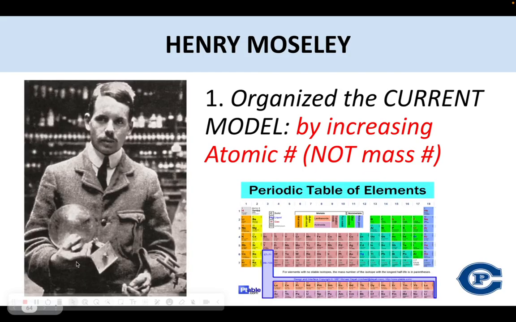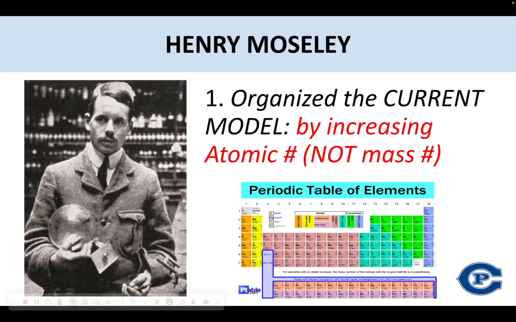Now, Henry Moseley was actually the one to organize our current model. And remember, our current model is organized by the increasing atomic number, or our blue number on the periodic table. So it is not with the mass number. So that's our current periodic table.